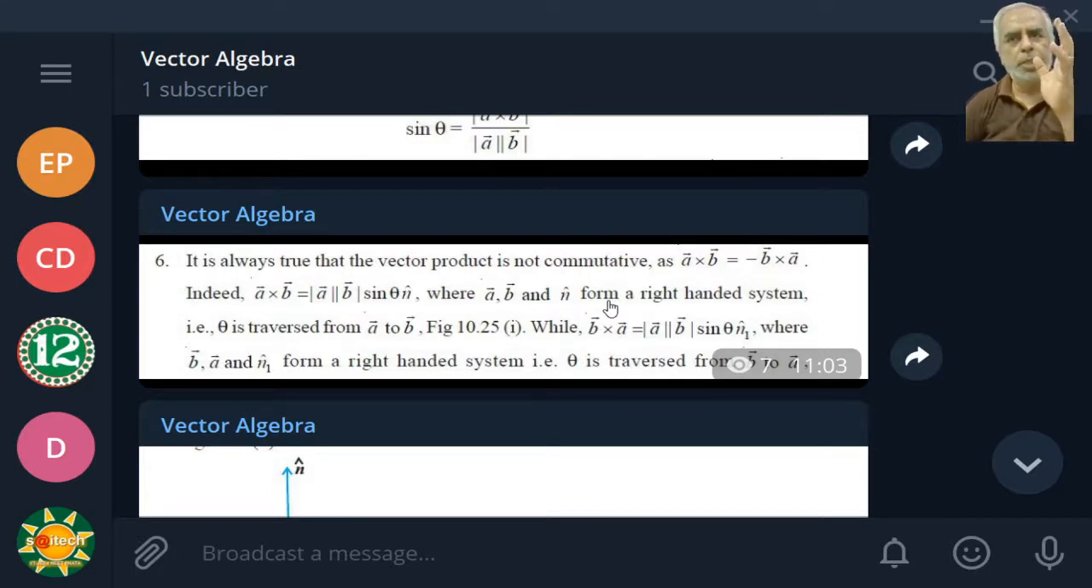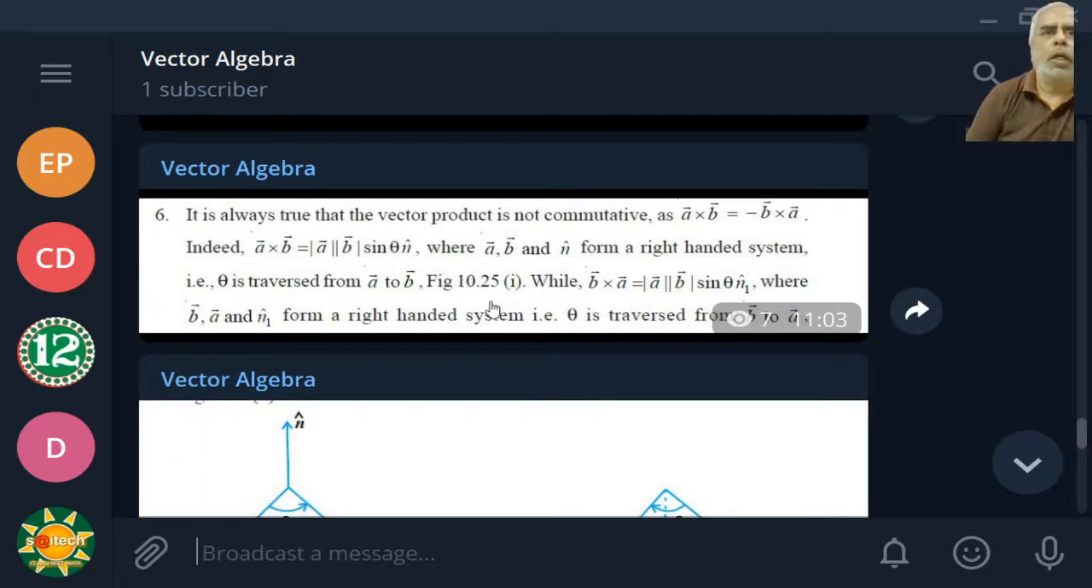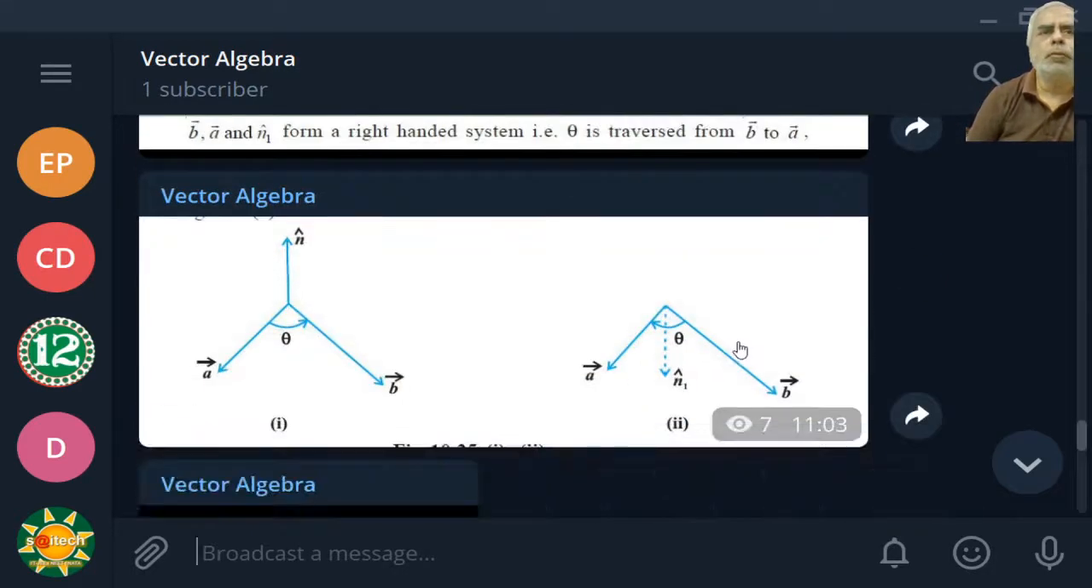That is, A dot B is equal to B dot A. But A cross B, vector A cross vector B, is equal to minus vector B cross vector A. So these are the various illustrations you can see here. For instance, you have vector A and you have vector B. So A cross B with the normal n here.